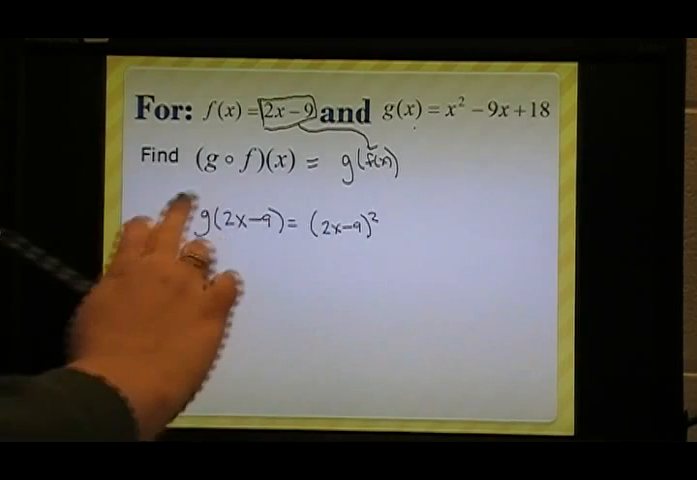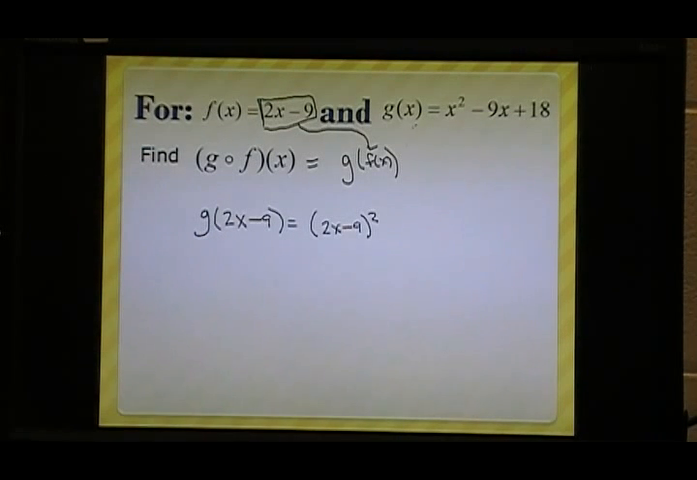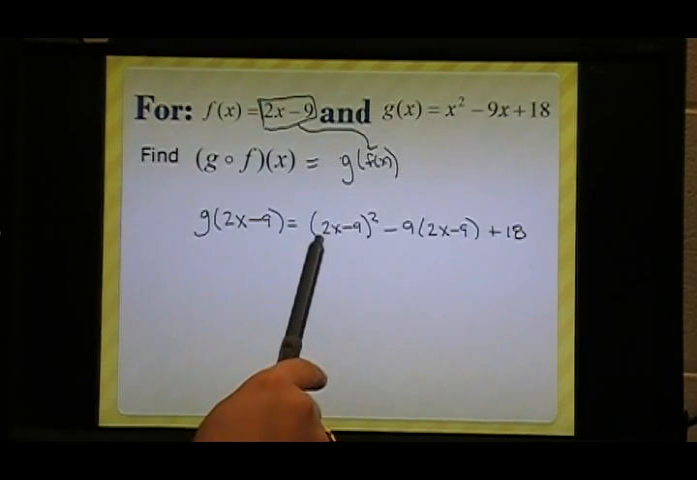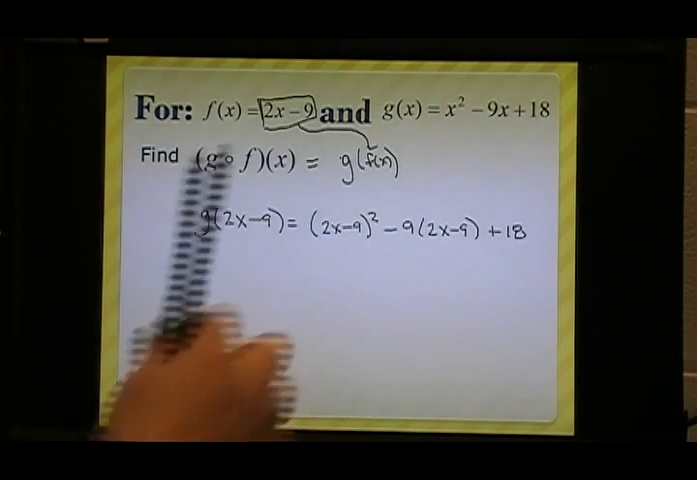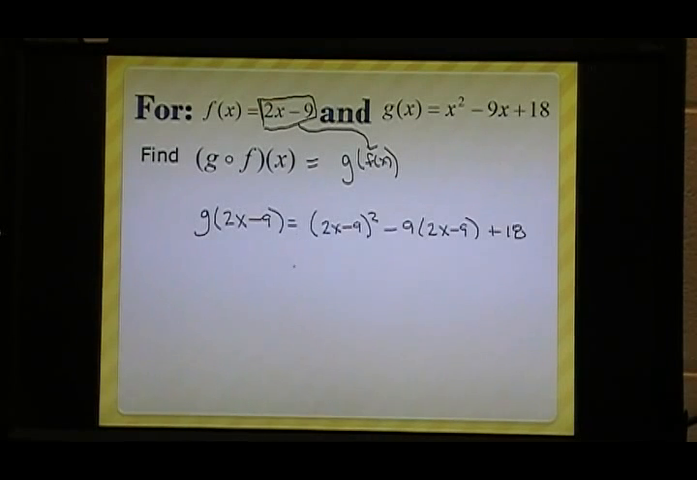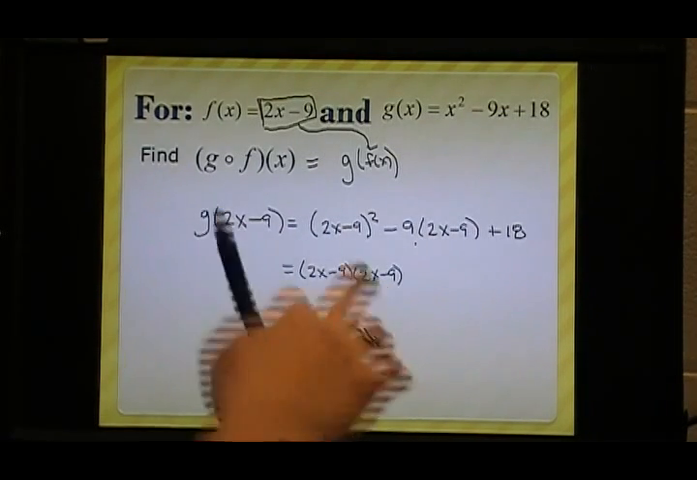So you guys should be familiar doing this. It's just a matter of working your way through the notation. Minus 9 times the quantity 2x minus 9, plus 18. Now we're going to go ahead and simplify. So 2x minus 9 quantity squared. Remember, you can't just square each term. You actually have to write out the expanded form, and then we're going to FOIL those two binomials together.